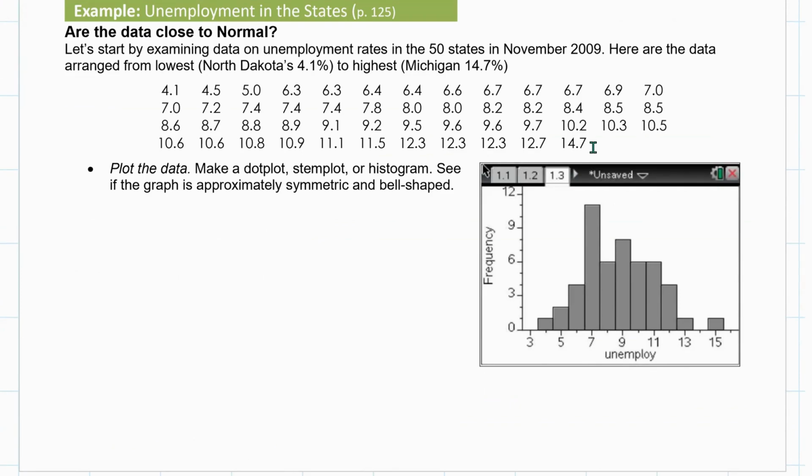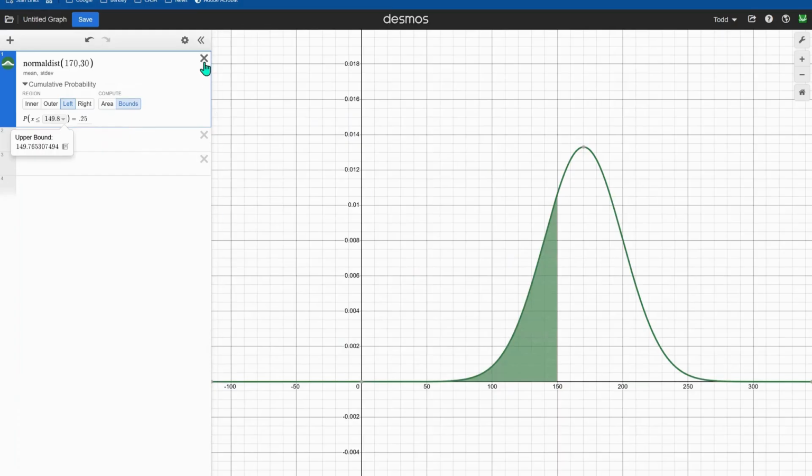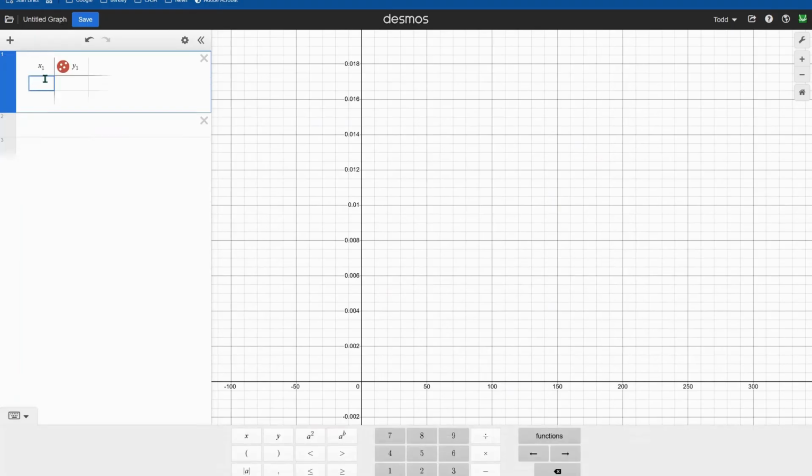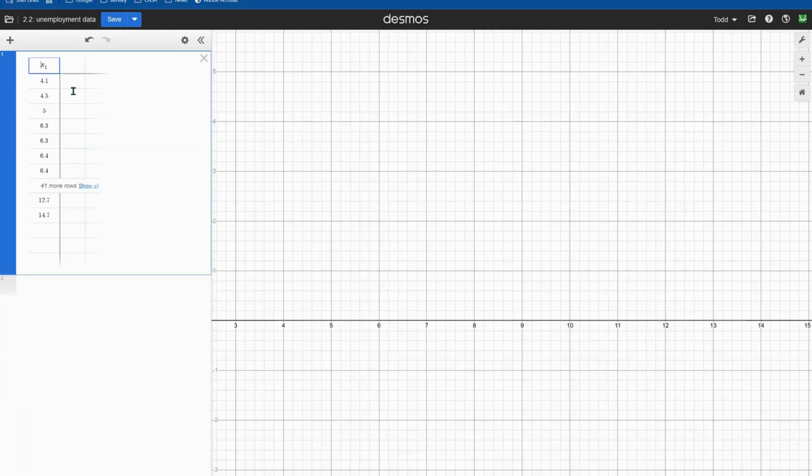Now we're going to do this in Desmos. In Desmos, if we want to plot the data, I'm going to get rid of the old stuff and start by adding a table. That table by default has the columns X1 and X2. I could start entering in the data, 4.1, 4.5, 5.0, etc. But you don't want to see me entering data. So I'm going to say that I already have a Desmos document with all 50 pieces of data entered.